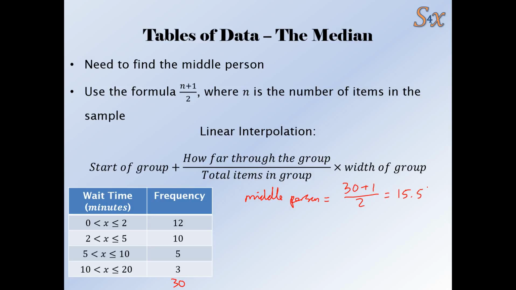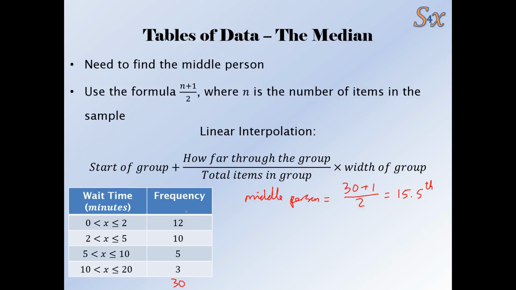So I want the 15.5th person, which sounds quite weird. We can't have half a person, but we can when we're doing the median. It's just an estimate. We want the in between the 15th and the 16th person. So now we try and apply our linear interpolation formula. So if we have a look, we want the start of the group.